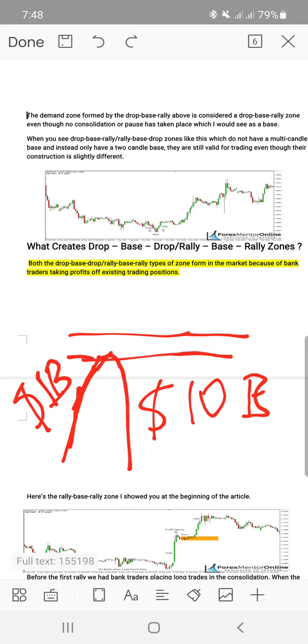So the idea is to understand what the institutional traders are doing, so that you can know where to enter and where not to enter, because there are some trading positions that are actually traps by institutional traders to eat the money of retail traders. You understand? So you need to understand some of all these things.